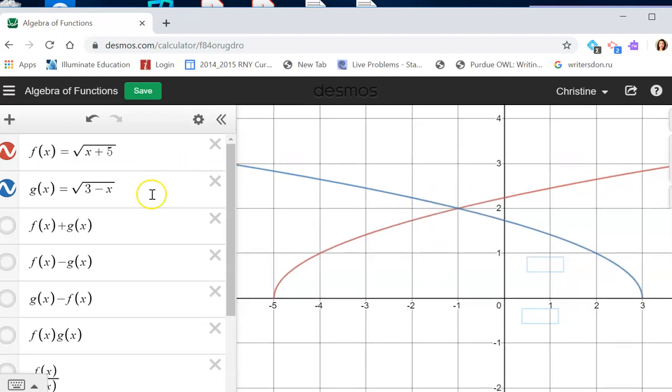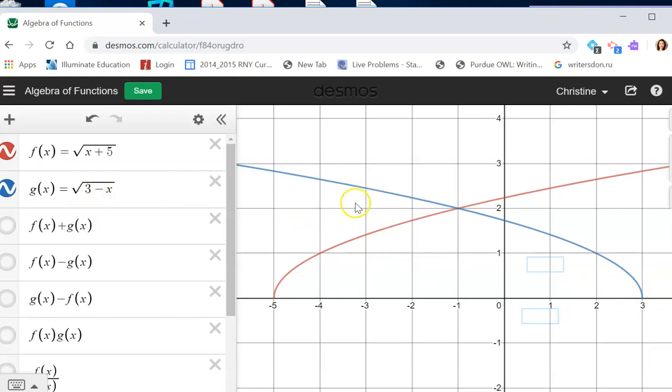Okay, so you can see with our f of x, our red function, that our domain is from -5 to infinity. Because if I put anything less than -5 in my square root, I'll end up with an imaginary number. With my g of x, the largest number I can put in for x is 3. If I put in 4, I have 3 minus 4, that's a -1, that's imaginary.